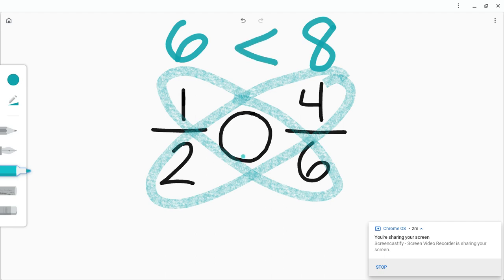And I need to, again, make sure my sign's going the same way. 8 is on the right side, so I know that my fraction on the right side is greater. And again, sign's going the same way, so I know 1/2 is less than 4/6. So there is the butterfly test.